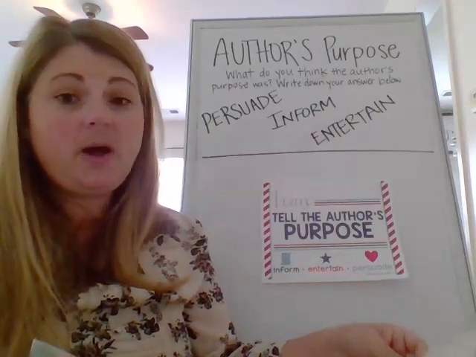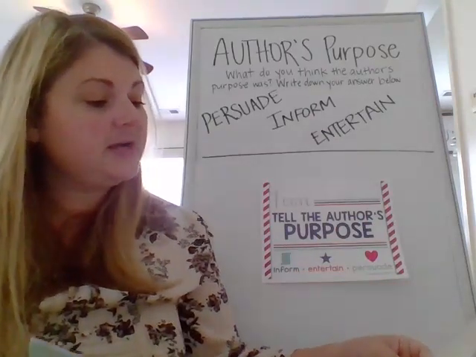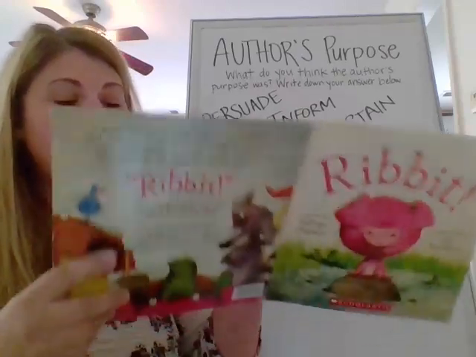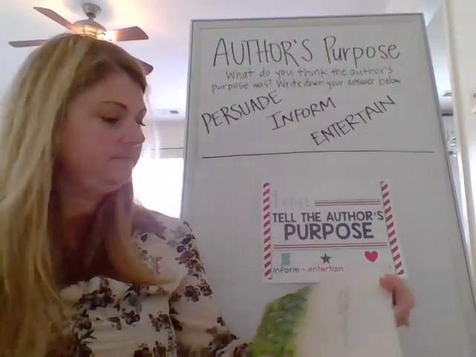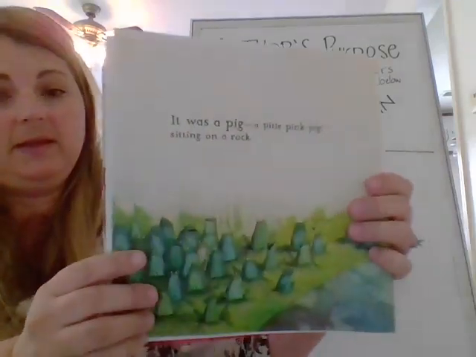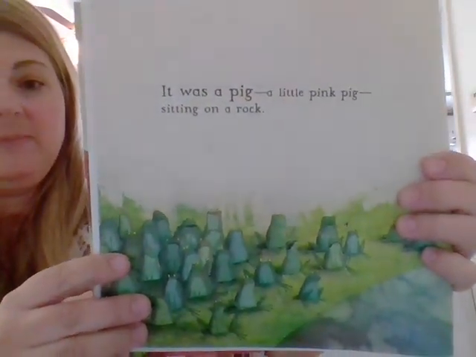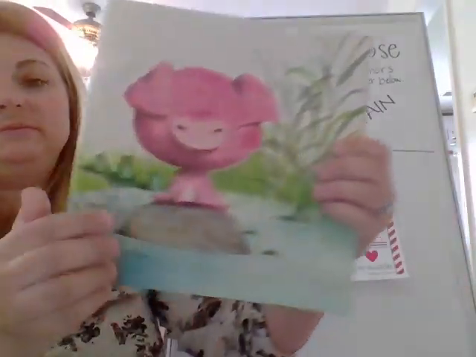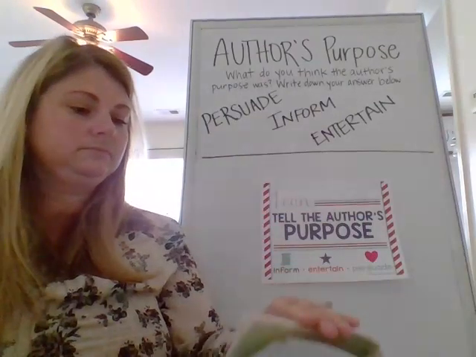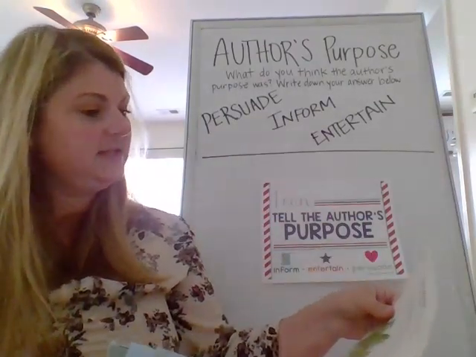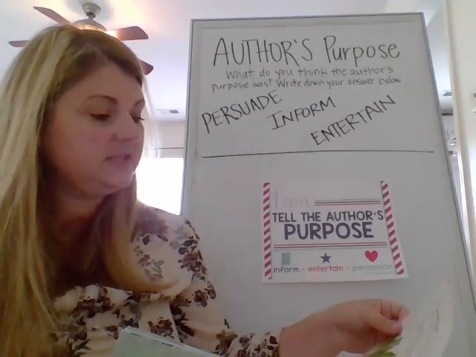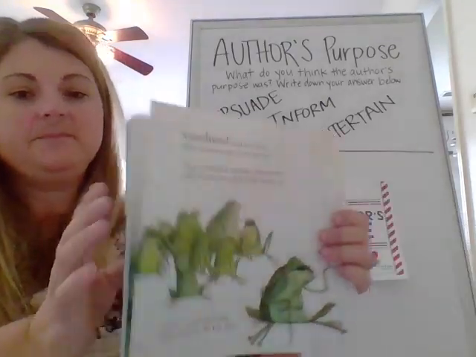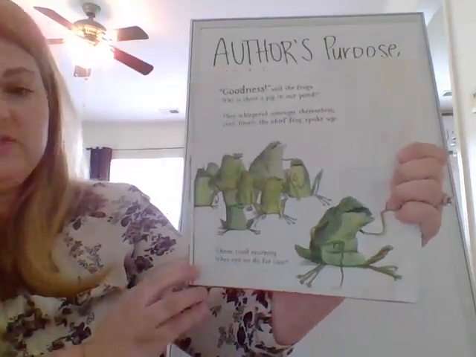Once upon a time, there was a pond that was home to a family of frogs. It was their pond, and they were very happy living there. But one morning, they discovered a surprise visitor. It was a pig. A little pink pig sitting on a rock. "Goodness," said the frogs, "why is there a pig on our pond?" They whispered among themselves until finally the chief frog spoke up. "Ahem. Good morning. What can we do for you?"